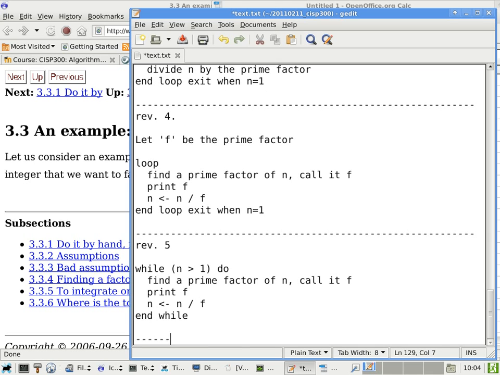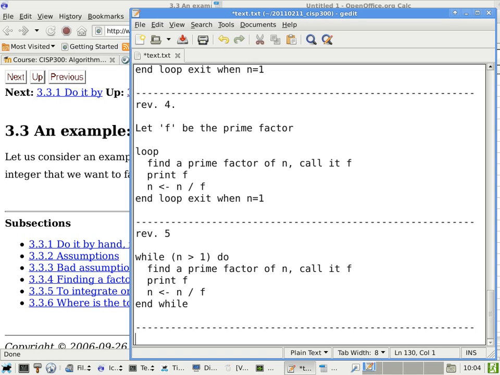Are there any questions about the algorithm to find all prime factors of a number? Okay? Assuming that we have a reliable way to find a prime factor of n and call it f, assuming this step here is something that we can do, this algorithm is good to go.